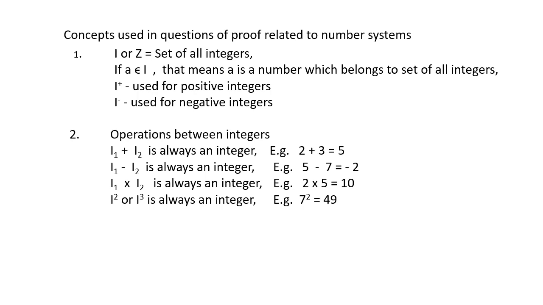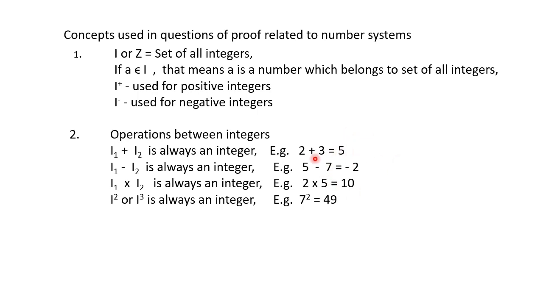Here are 4 types of operations. If integer and integer, here I1 and I2 are 2 integers. If I am adding 2 integers, or subtracting 2 integers, or multiplying 2 integers, or squaring or cubing an integer, the answer will be in integer form only.